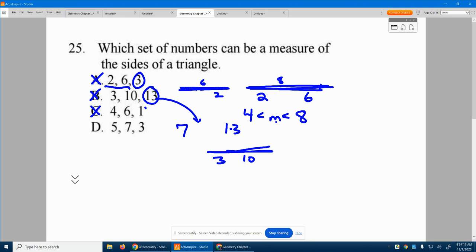And finally, let's look at this guy, 5 and 7. Subtract them, 2, add them, 12. Yes, that 3 fits nicely right in there. So D could be a triangle. The rest of them could not.